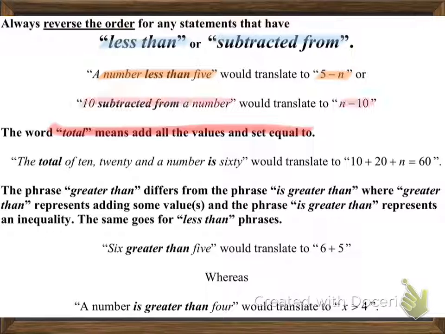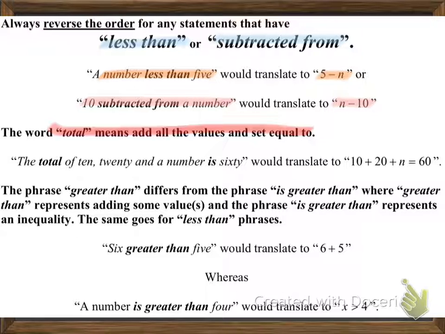10 subtracted from a number, same rationale. You have a number, and then you're taking 10 away from it. So for less than and subtracted from, the order is flip-flopped. It's not left to right anymore. It's right to left.